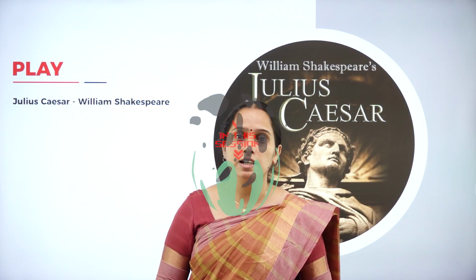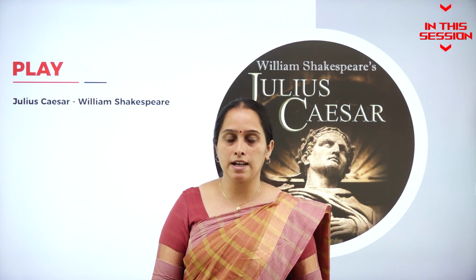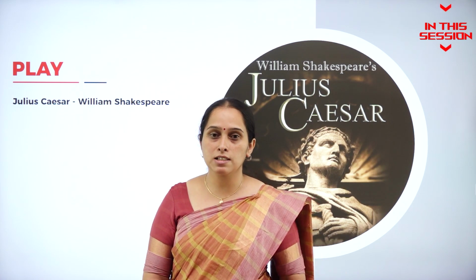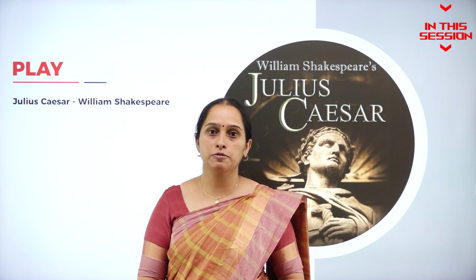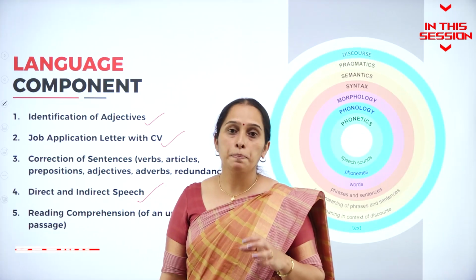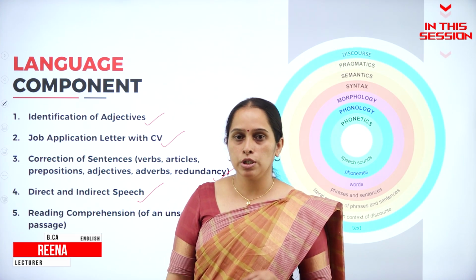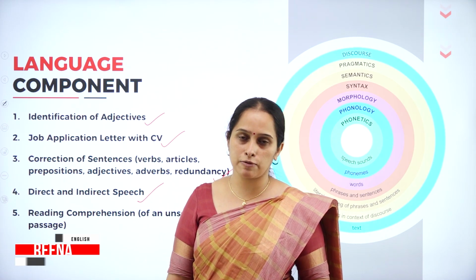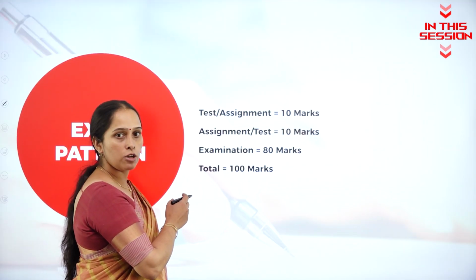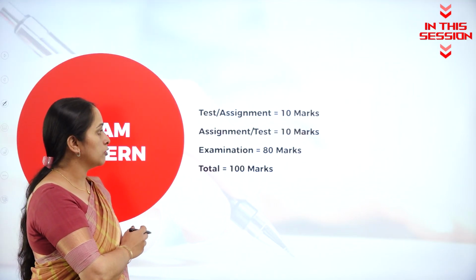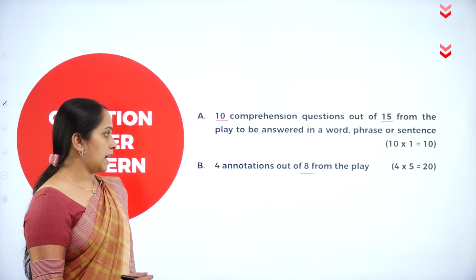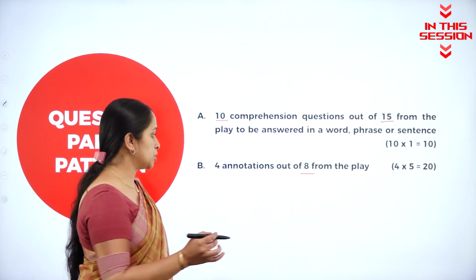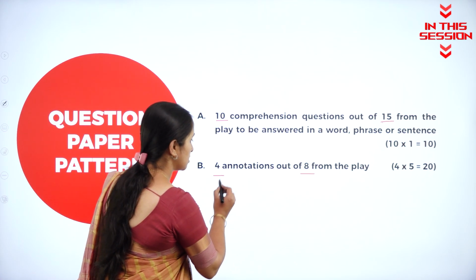Julius Caesar is a history play and tragedy which was first performed in the year 1599. So a passage will be given to you. You have to go through that carefully, or you have to read that carefully. Then you will be having your semester examination for 80 marks. In that, you have to attempt only 4 annotations.